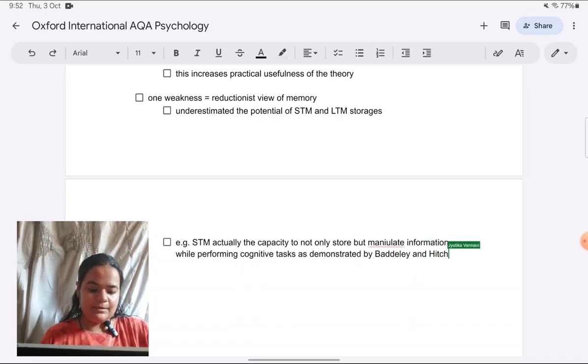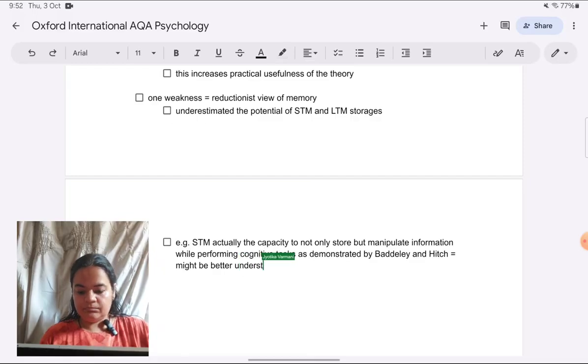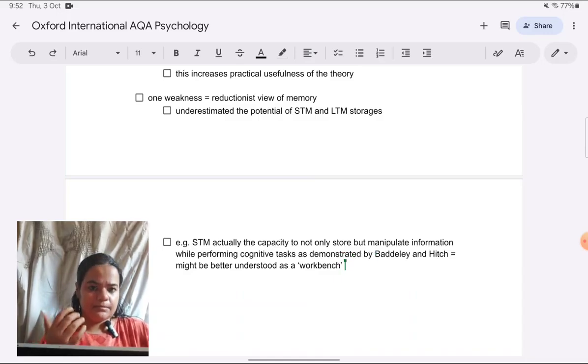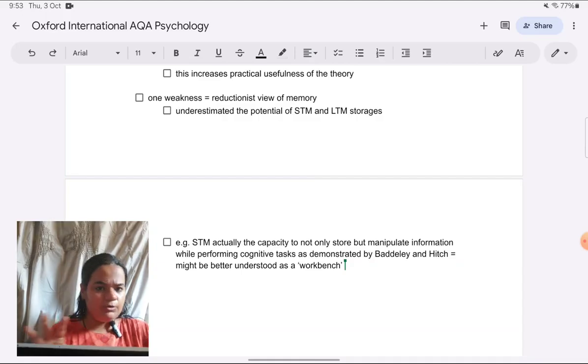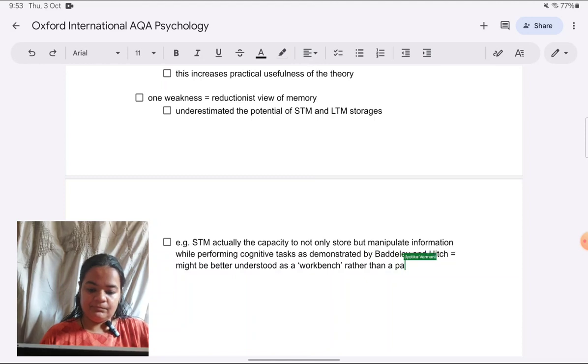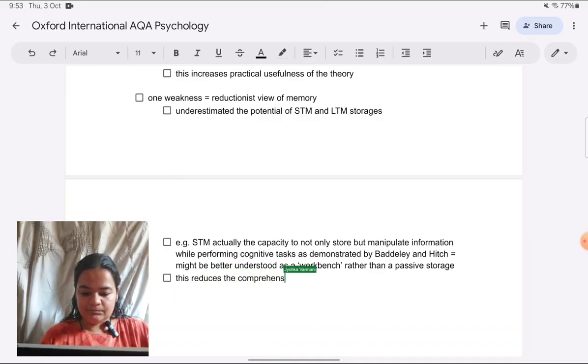So it might be better understood as a workbench that helps to work in arithmetic, comprehension of material. You can give some examples rather than just a passive storage. So this reduces the comprehensiveness of the model, or it makes it limited, or you can even say it's only a partial account of memory.